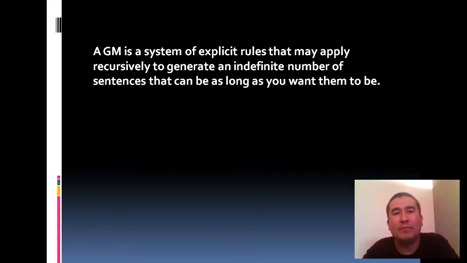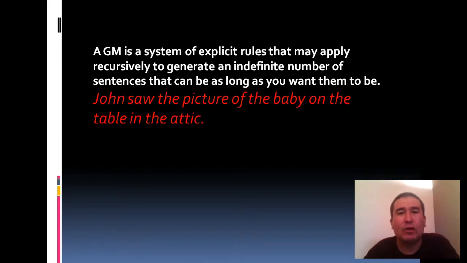A generative grammar is a system of explicit rules that may apply recursively to generate an indefinite number of sentences that can be as long as you want them to be. John saw the picture of the baby on the table in the attic. You can see the example here.